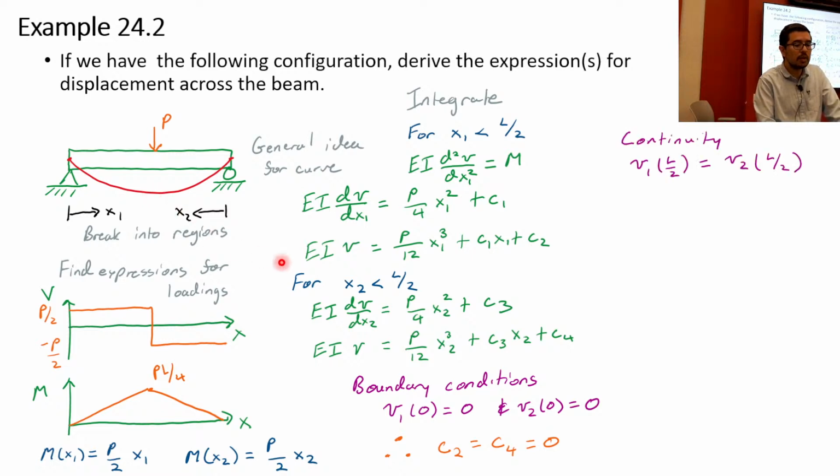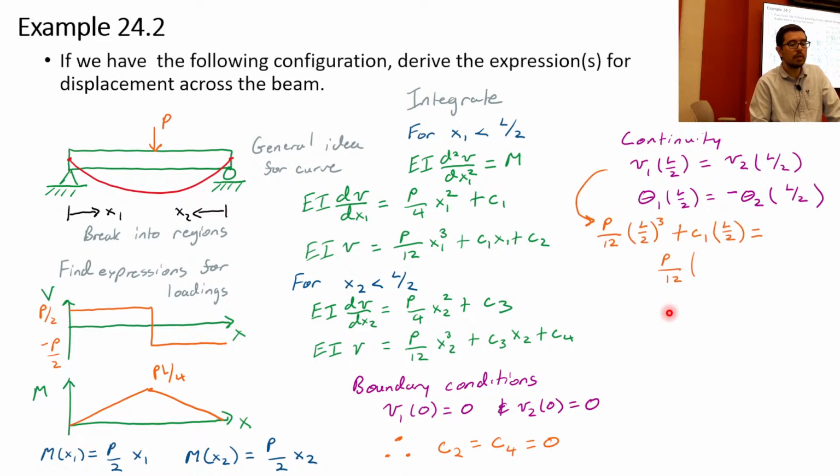And with continuity, we have at this location V1 and V2 at this midpoint, those are going to be the same. Okay? And this, you got to be careful. The angle coming from this direction is going to be the negative of the angle coming from this direction.